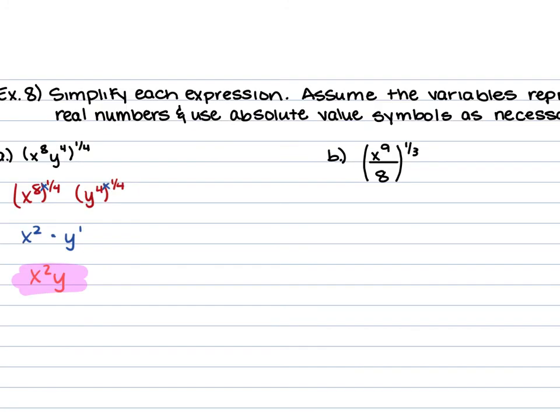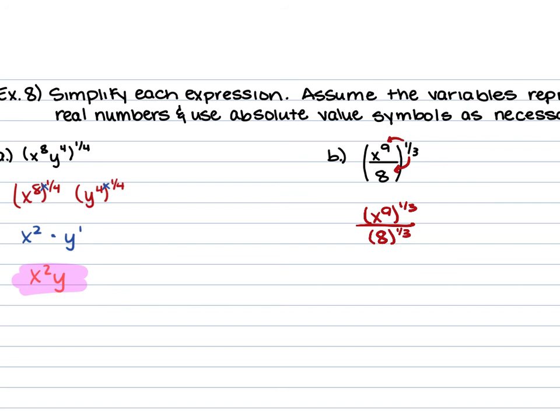For example B, we have x to the 9th power over 8, all raised to the 1/3 power. So that fraction inside the parentheses, the power of the 1/3 is going to go to both the numerator and the denominator. So we're going to have x to the 9th power raised to the 1/3 power over 8 to the power of 1/3. Apply that power to each of these, the numerator and the denominator.